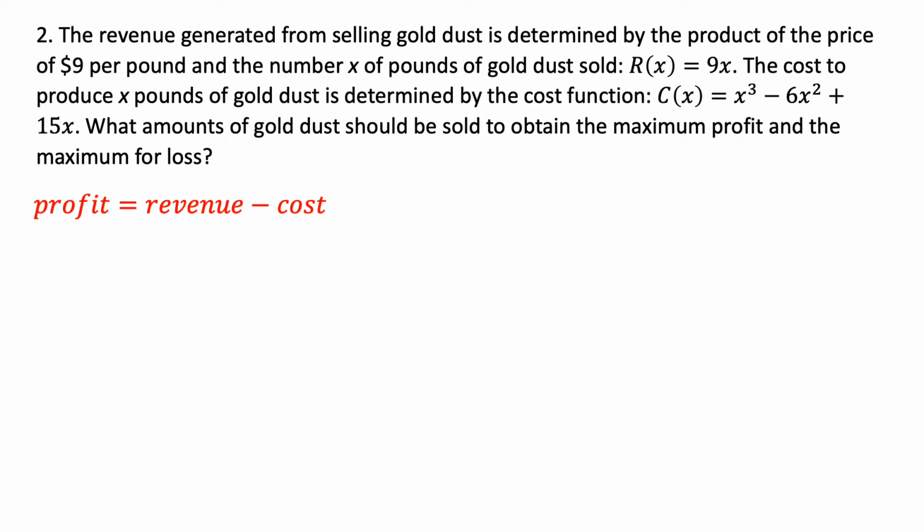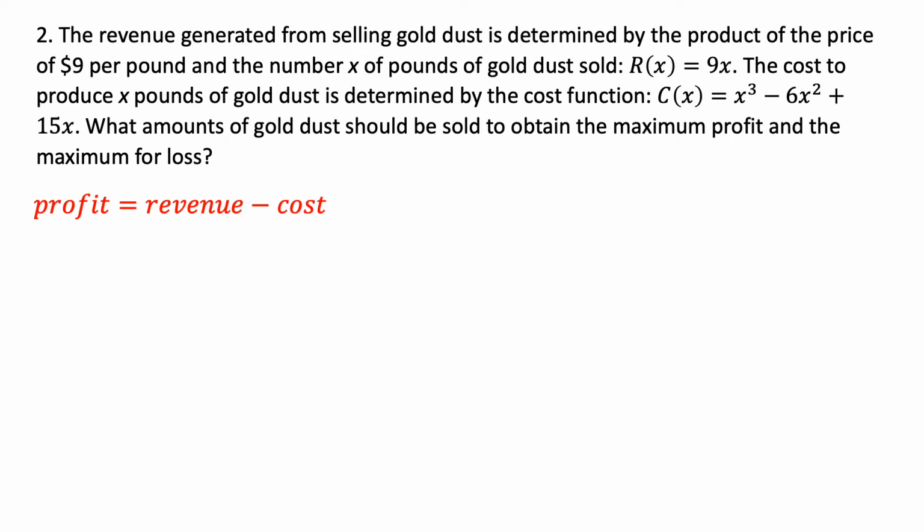The cost to produce X pounds of gold dust is determined by the cost function C of X equals X cubed minus 6X squared plus 15X. Then our question here is what amounts of gold dust should be sold to obtain first the maximum profit and then the maximum for loss. So I actually have two questions here.